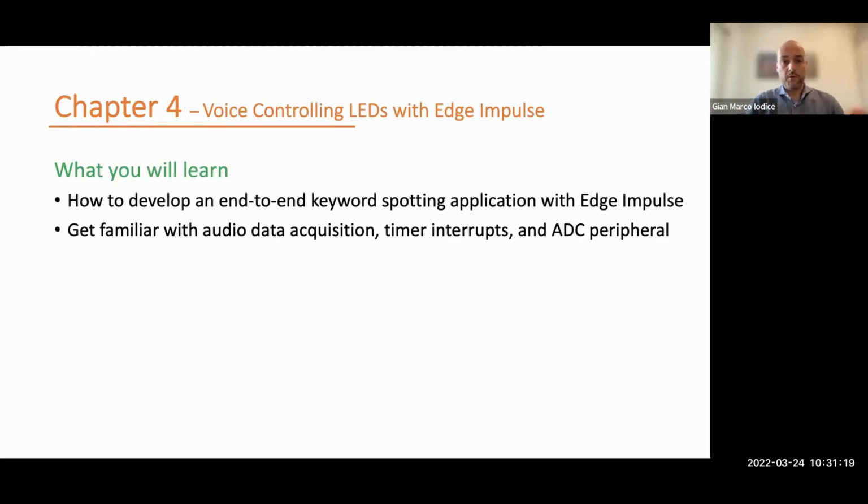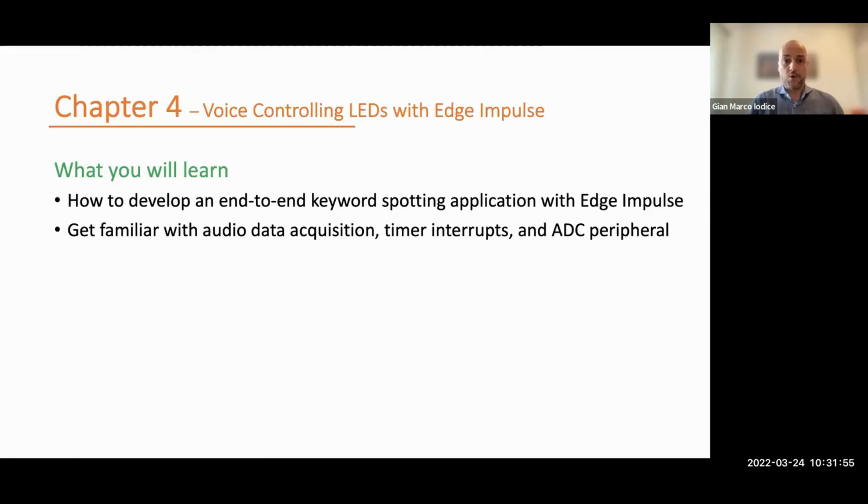So chapter 4 will be voice-controlling LEDs with Edge Impulse. This is an interesting scenario. Honestly, it could also apply if we want to develop a smart toy to learn words, right? Because the aim of this project is to recognize words, numbers in particular, and colors. And here the reader will learn how to develop this application end-to-end with Edge Impulse. This is a keyword spotting application.